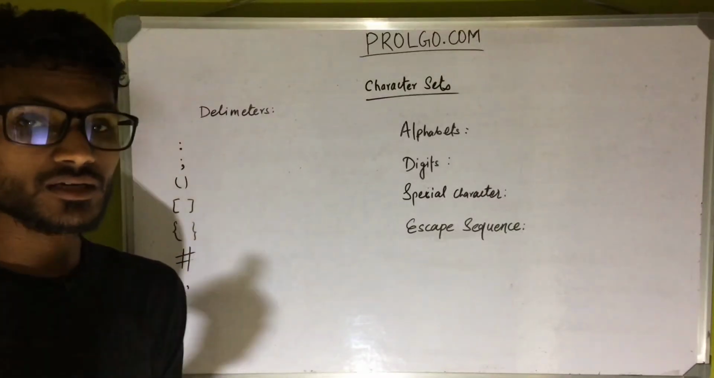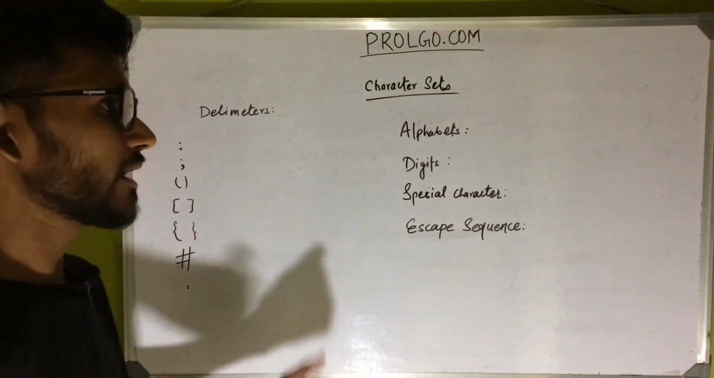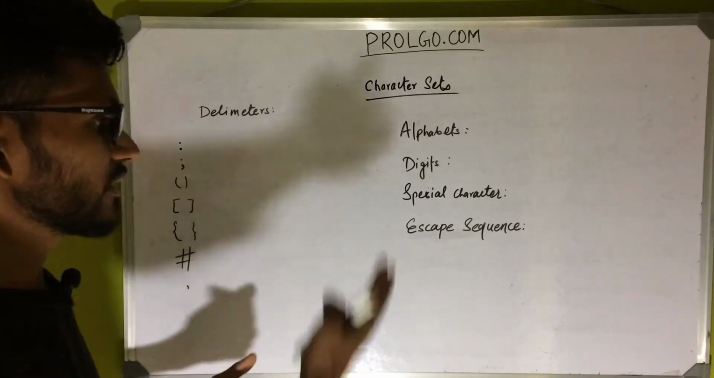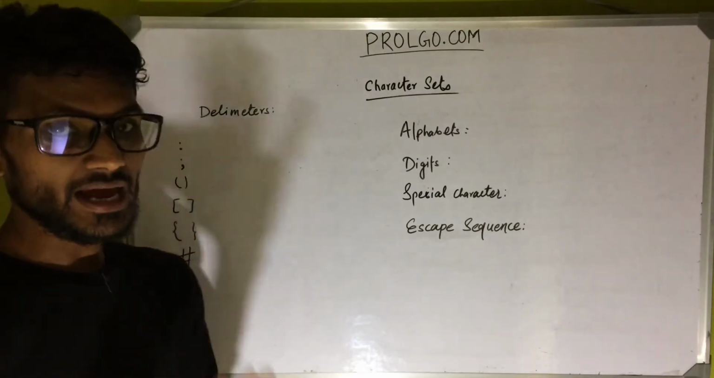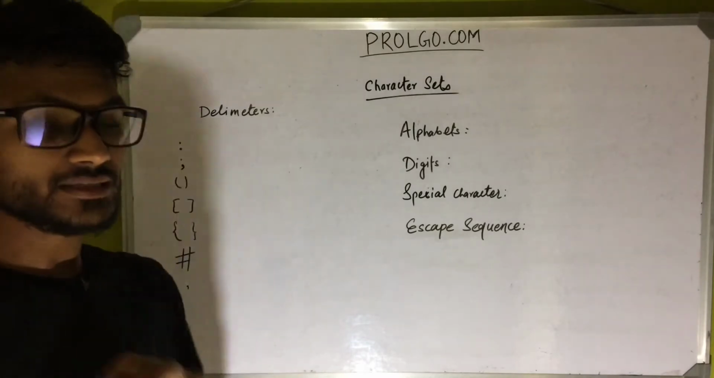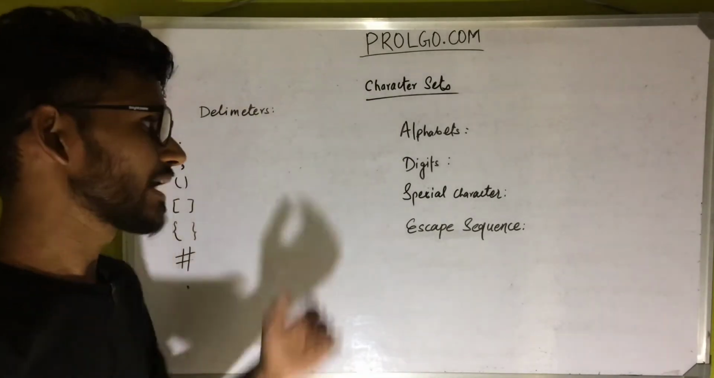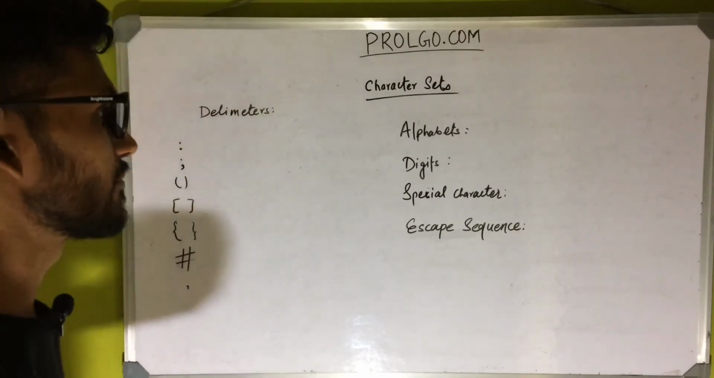Character sets. So what are the characters which can be used in our program? I will give some brief introduction about those characters. Again, I would suggest you go and study any of the books, because the book will contain it in detail. So I'll just take only some examples.